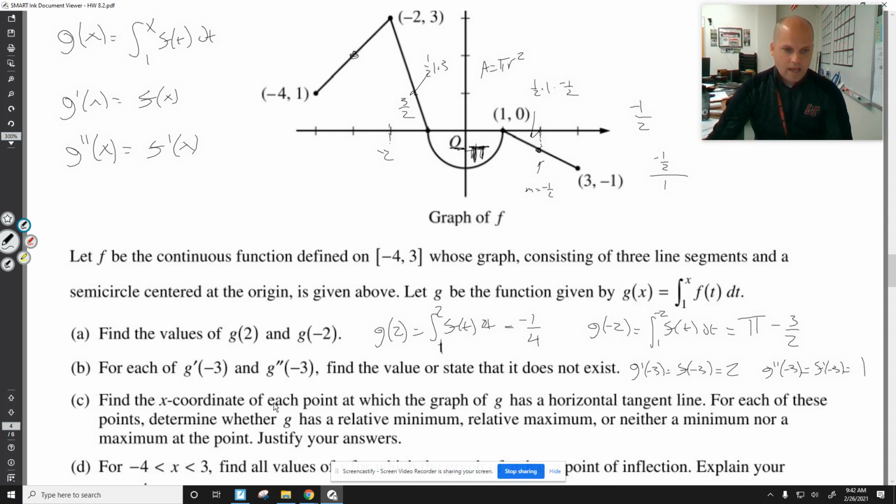Determine the x-coordinate of each point in which the graph of g has a horizontal tangent line. G is going to have a horizontal tangent line when g prime equals 0. Well, g prime is the same as f, so when f equals 0, let's just answer that part. When does f equal 0? At -1 and 1.